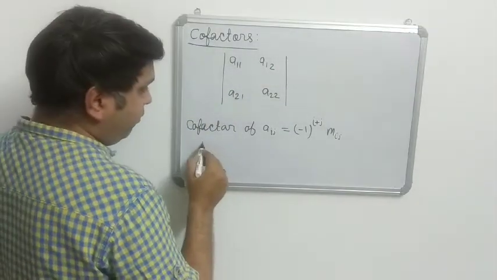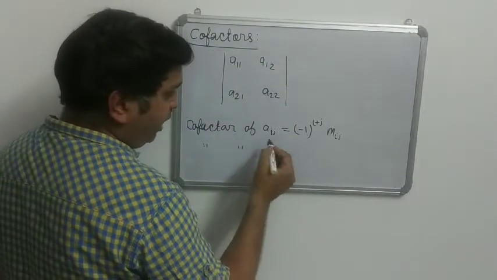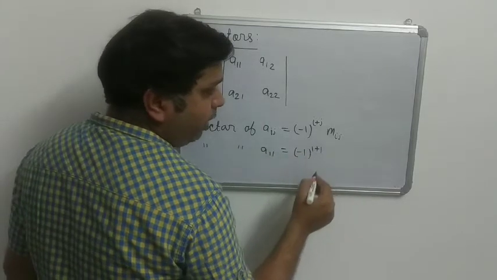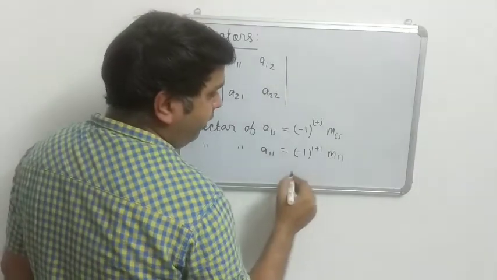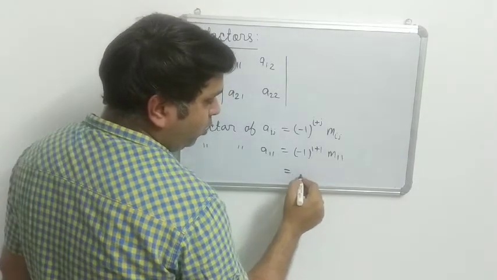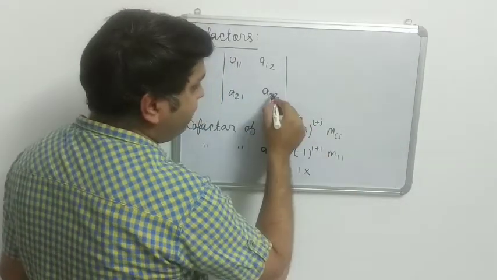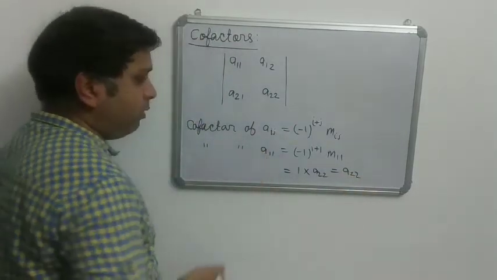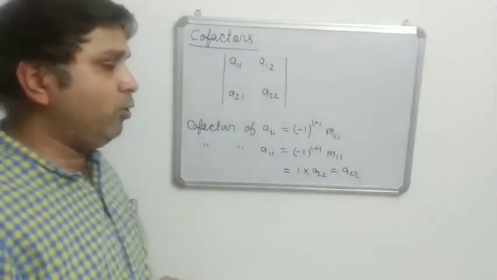Okay. So from this we are going to find the cofactor of A11. So it will be -1 to the power 1 plus 1, M11, which is 1 plus 1 is 2 and this is 1, and M11 is A22. So here the cofactor of A11 is A22.